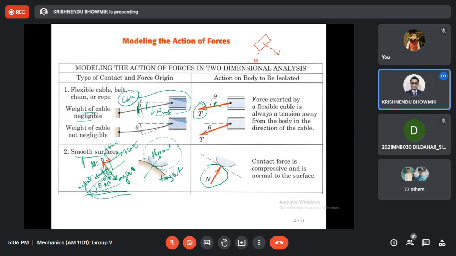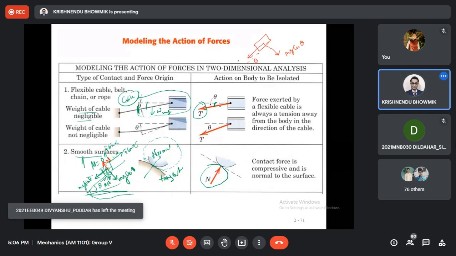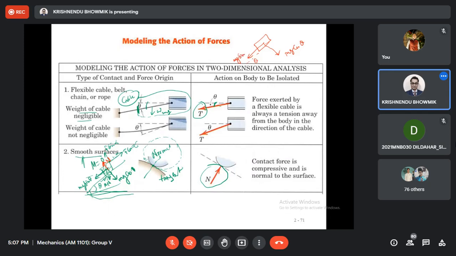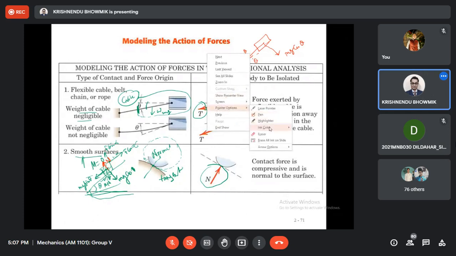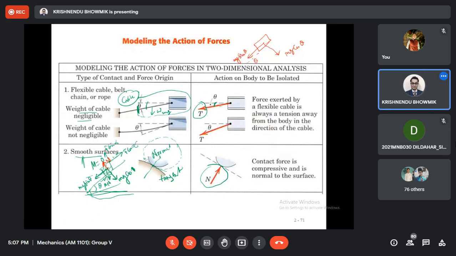This is theta. Mg cosine theta. Mg sine theta. Then I have applied force here, correct?